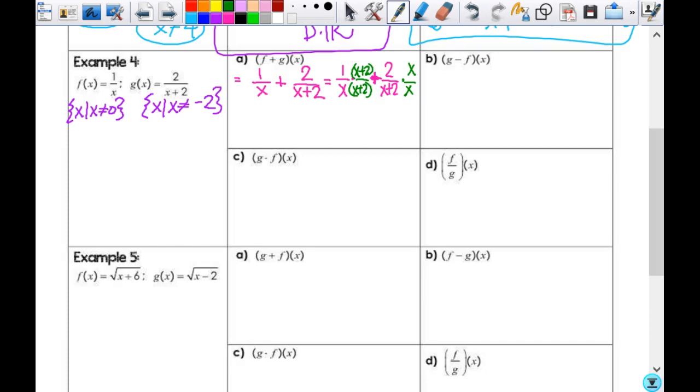All right, so now I just multiply straight across. So for this first one, I get x plus 2 over x times x plus 2, plus 2x over x times x plus 2. Now we have the same denominators. Does that make sense to you? You with me on that? Or did I lose you? Ask me a question.